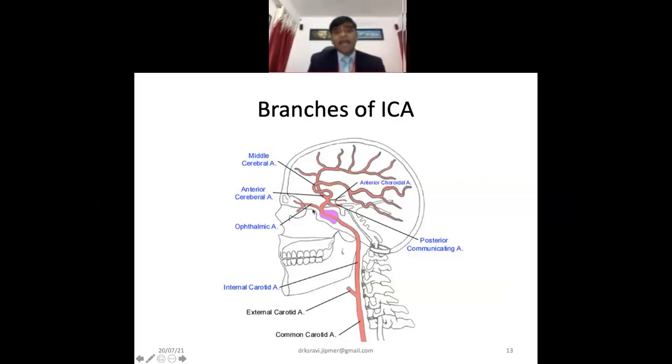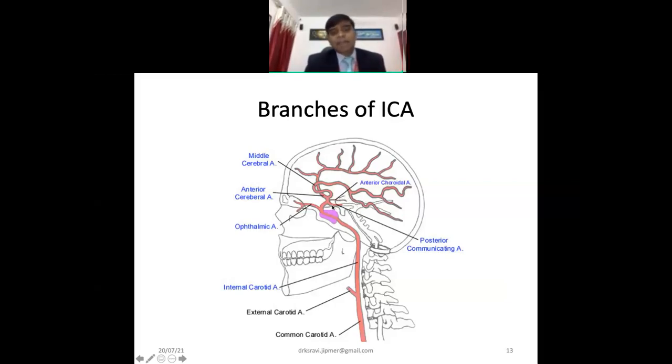So one branch, we have the ophthalmic artery. Then apart from that, we have this anterior choroidal artery. Over here, you can appreciate this branch. This is the anterior choroidal artery, which goes posteriorly. The name itself suggests it will go to the choroid plexus. We have this inferior horn of the lateral ventricle, and it will form the choroid plexus. It will supply there. So one branch, the ophthalmic artery. Then another, the anterior choroidal artery.